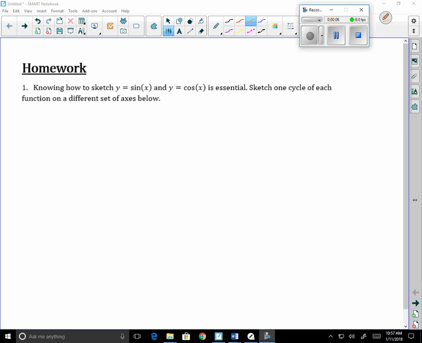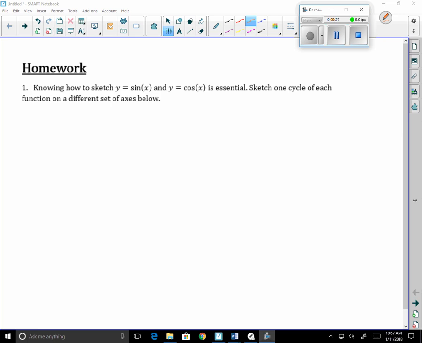Lesson number 8 talks about the sine and cosine curves. We spent a couple days working and developing some of these ideas. And there are a couple things that are for sure important about each of these curves. One of the things is knowing that they're actually the same curve, just a horizontal translation or shift from each other. So the first thing it says, knowing how to sketch sine and cosine is essential.